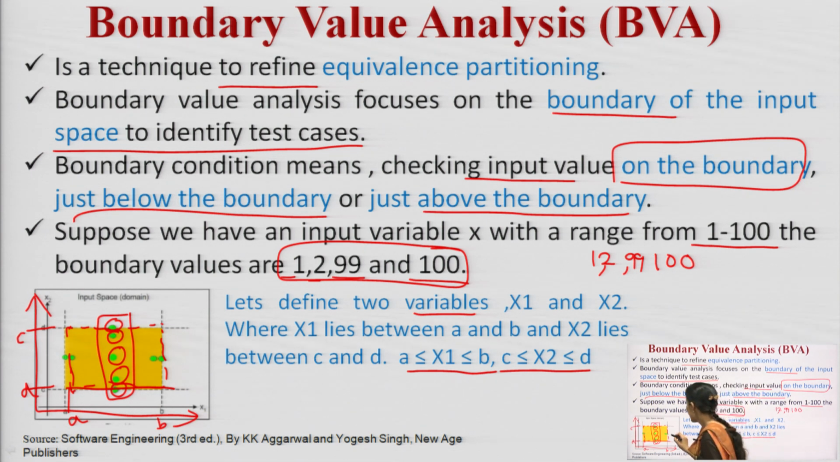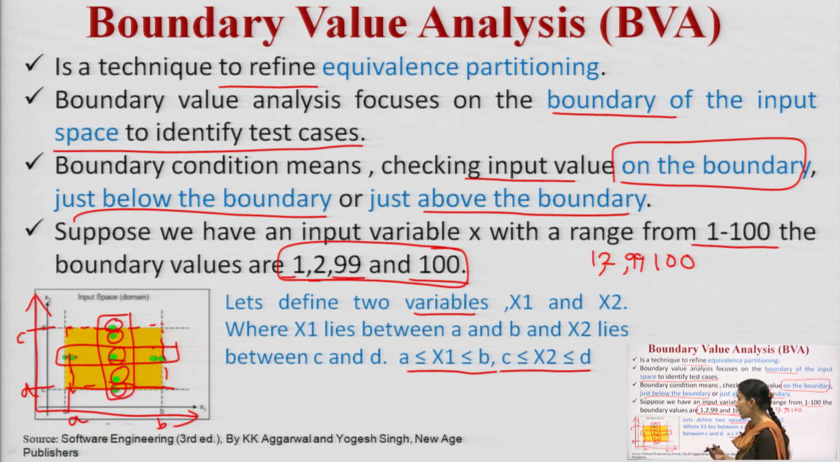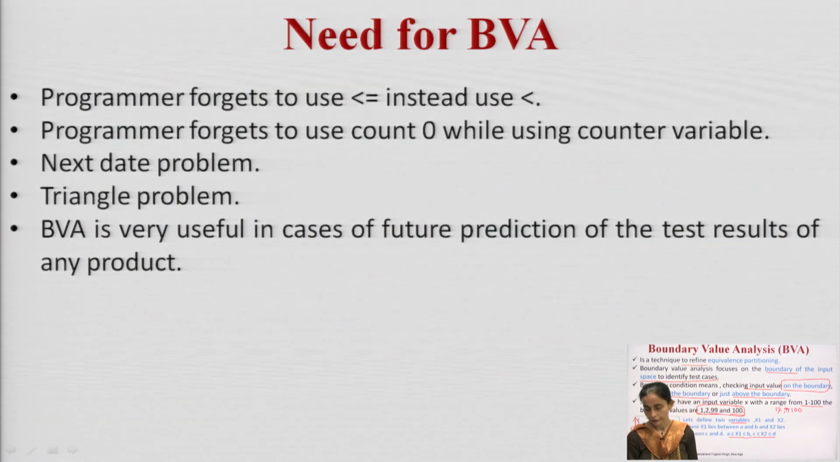Then for x2, we check at c, c plus 1, 50, which means the center nominal value, then d minus 1 and d. This is the boundary for d. In this manner, these were the two variables, but we can take more and accordingly calculate the boundary of the software.